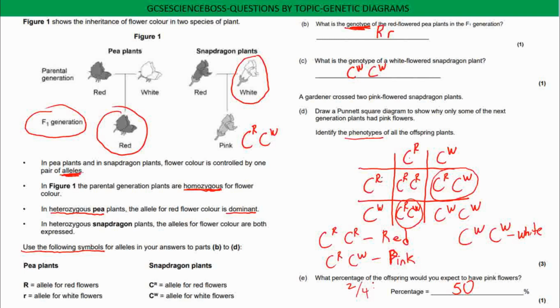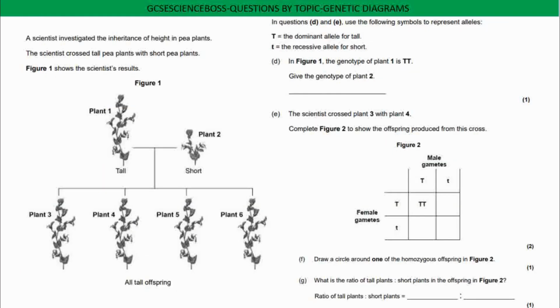Let's try another question. A scientist investigated the inheritance of height in pea plants. The scientist crossed tall pea plants with short pea plants. So you're tall with your shorts. In questions D and E, which is right here, use the following symbols to represent alleles. So we have T for tall, which is dominant, and your small t, which is recessive, short. Give the genotype of plant 2.